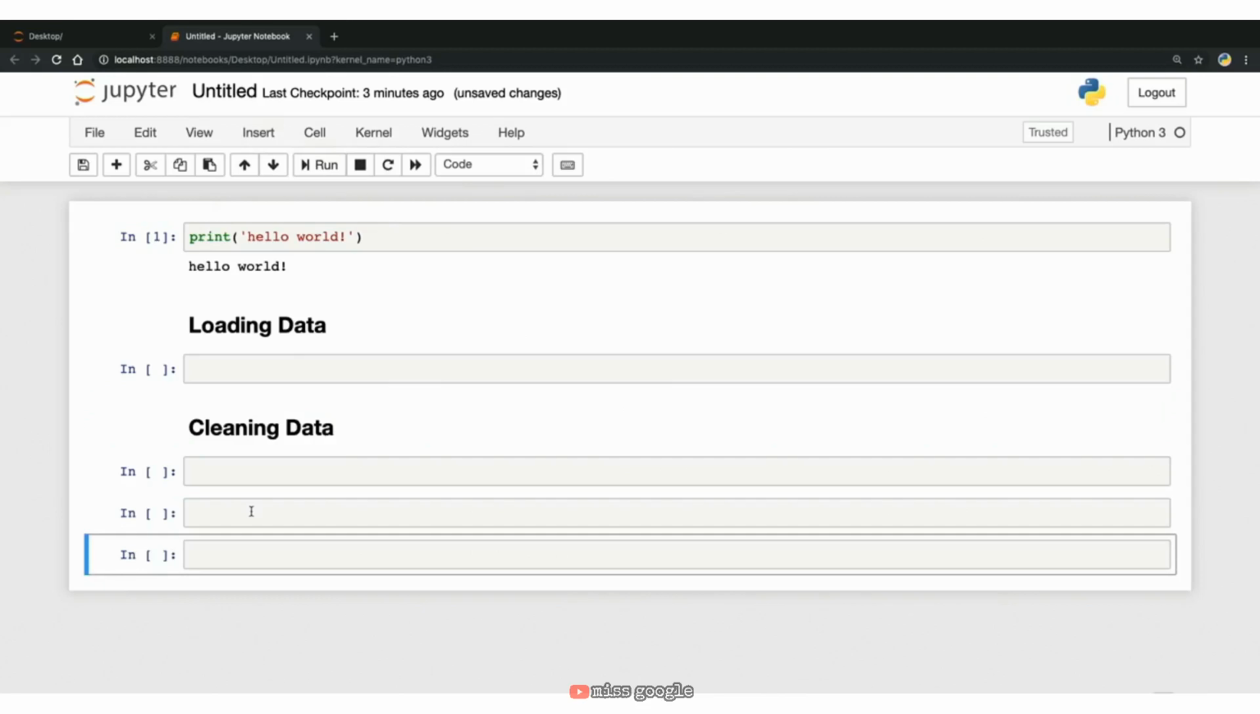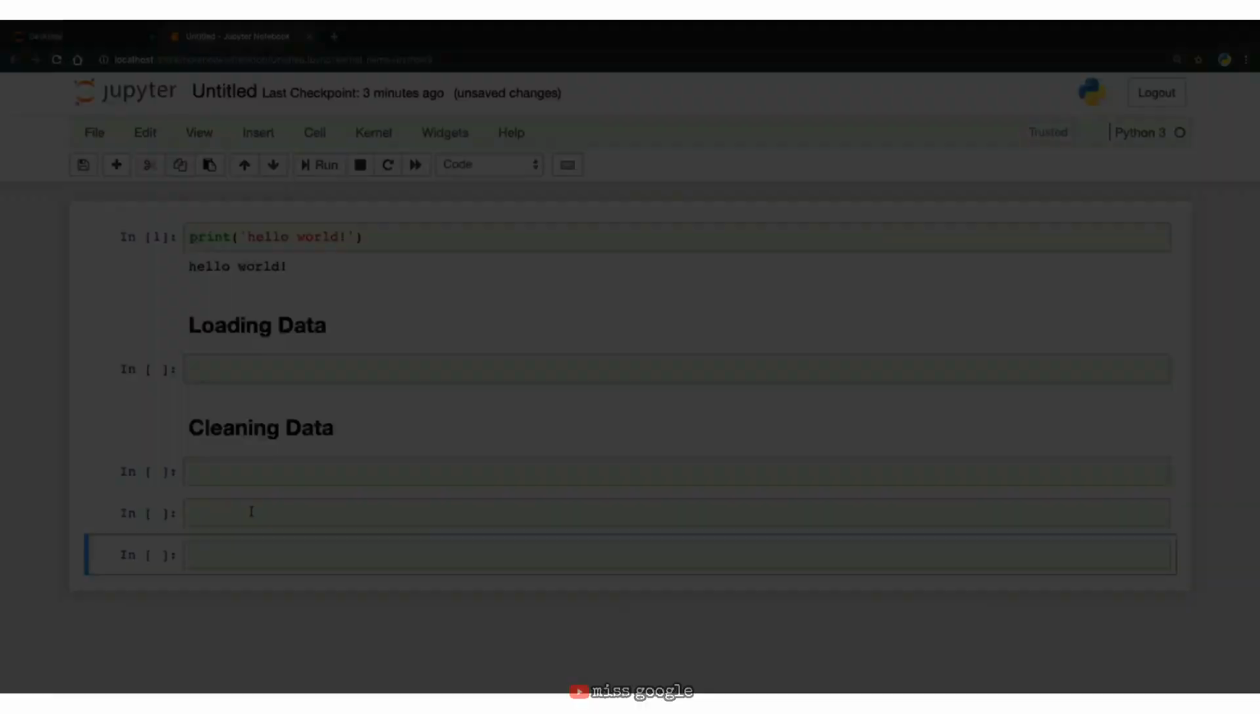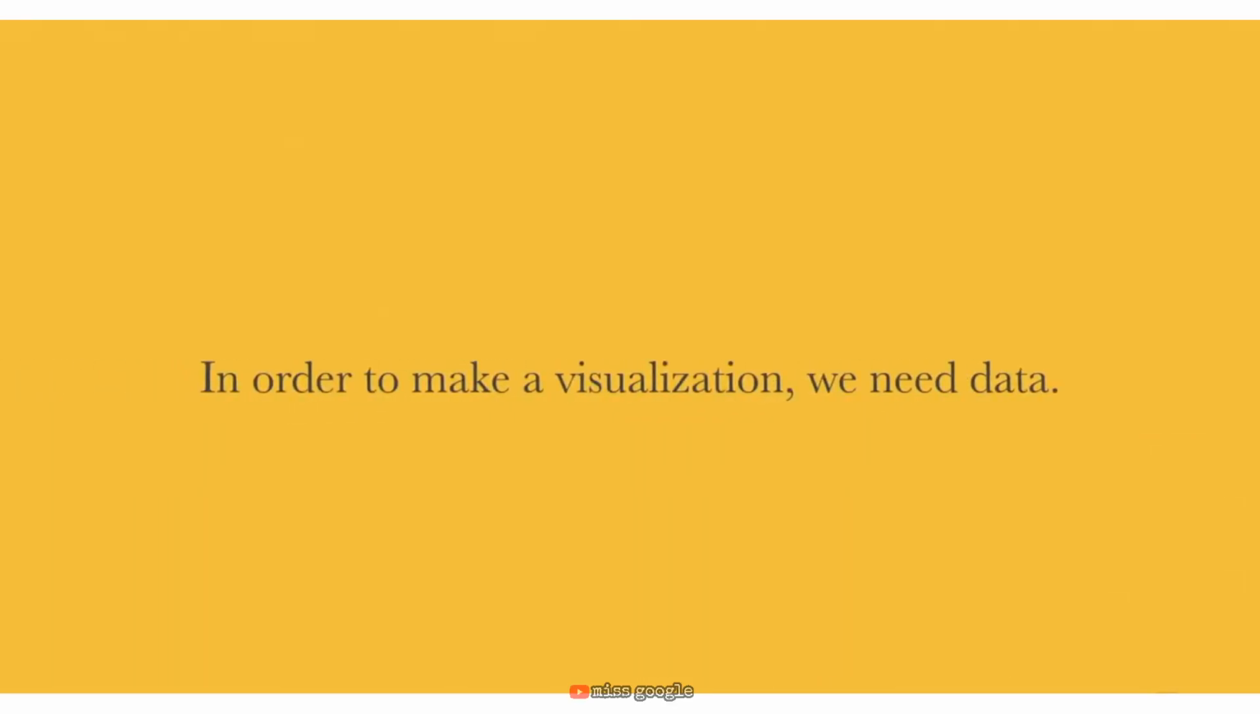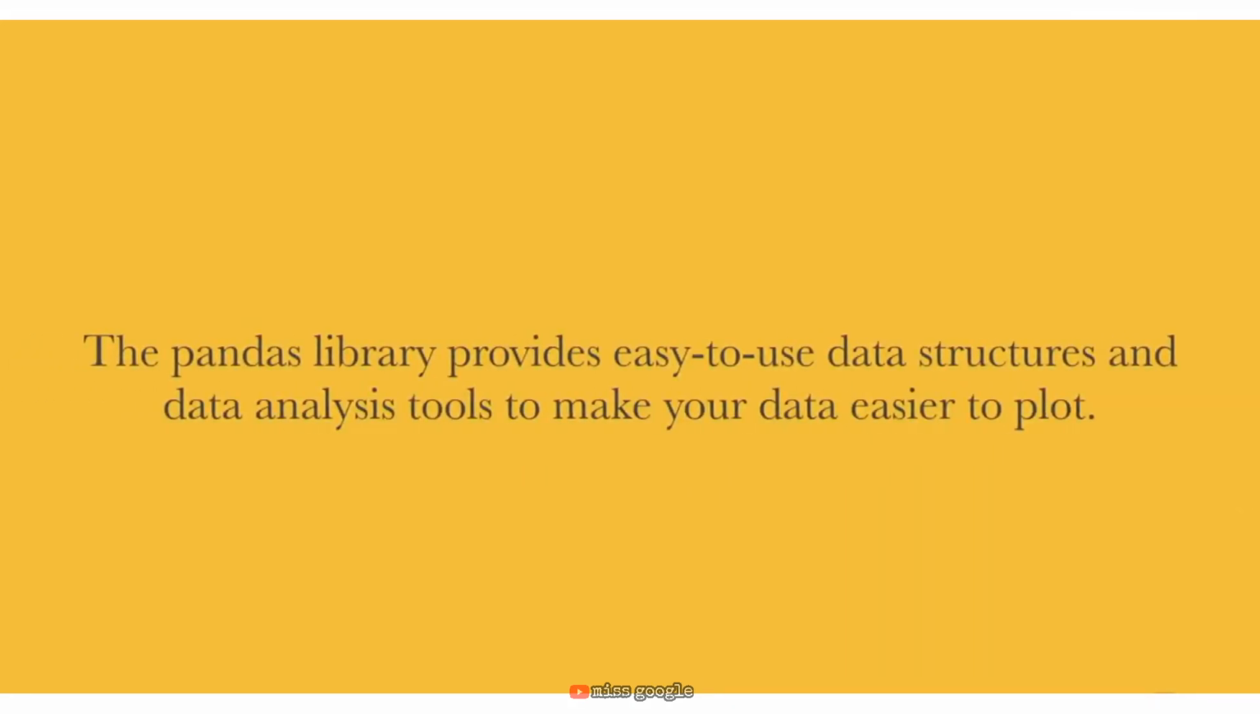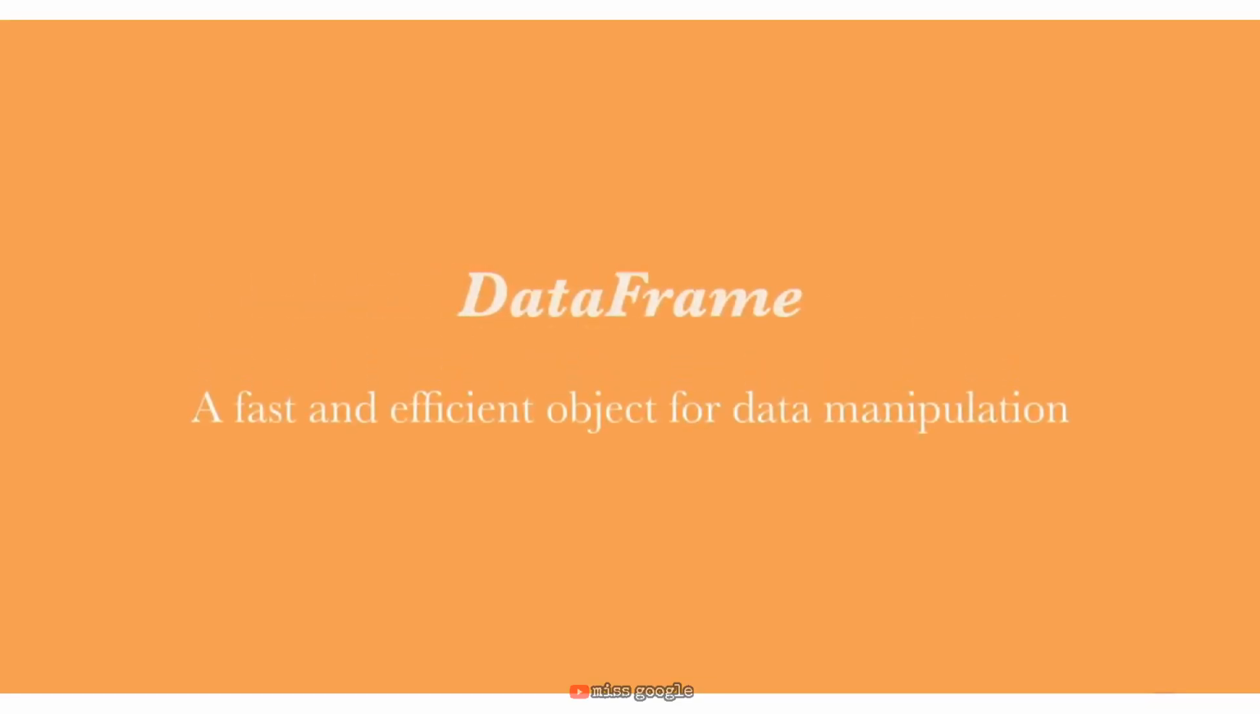If you're new to Jupyter Notebooks, don't worry, you're going to learn a lot more as we go through this course. In order to make a visualization, we need data, and we usually need it in an organized tabular form suitable for plotting. The pandas library provides easy-to-use data structures and data analysis tools that you can use to make your data easier to plot. An important data structure of the pandas library is a fast and efficient object for data manipulation called the DataFrame.